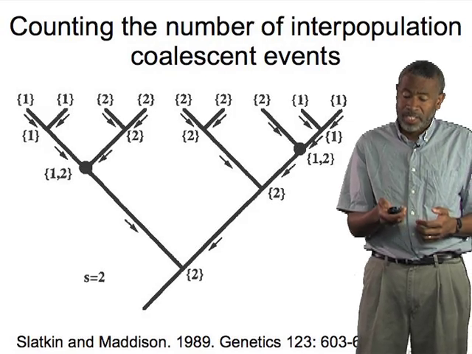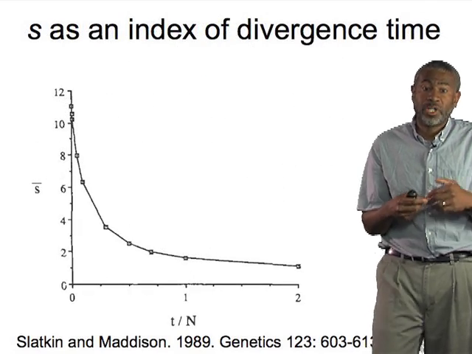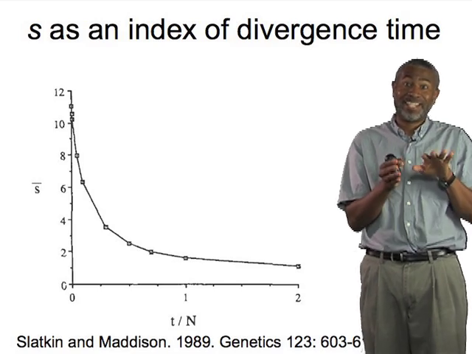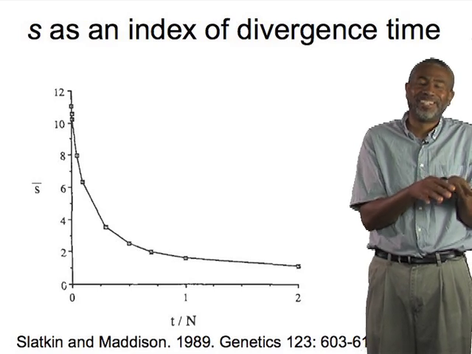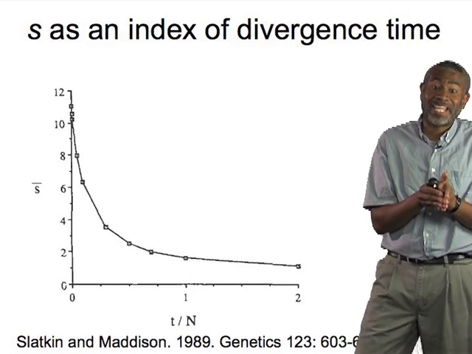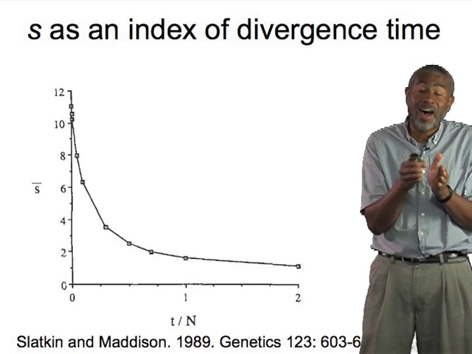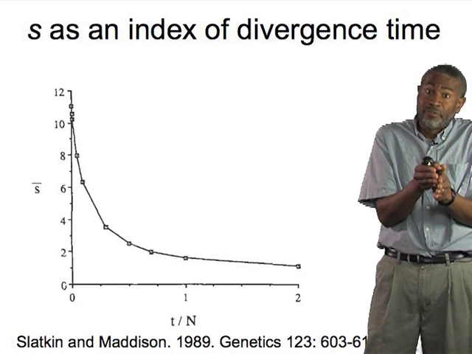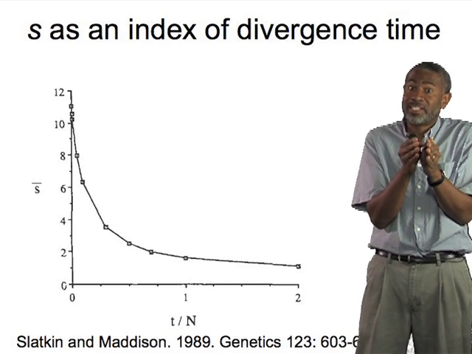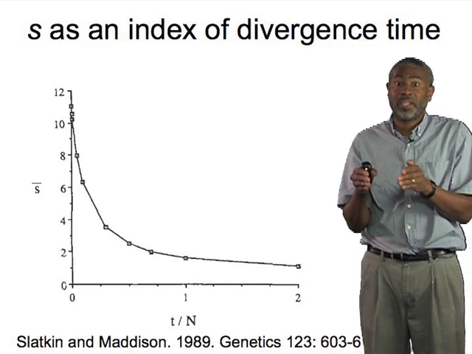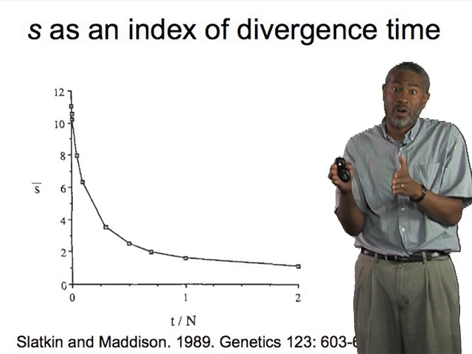So here is a case where we're going to use S, which you see on the y-axis. This is a different S than we saw earlier. Hope you're not confused. S is on the y-axis, and on the x-axis we see time since divergence of the two populations. That divergence might be very recent, in which case t over n is 0, or it may be very big, in which case t over n is large.